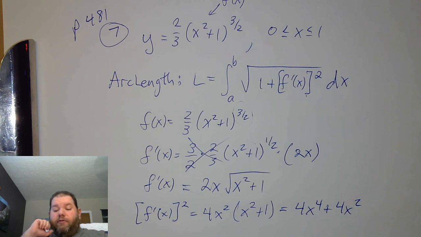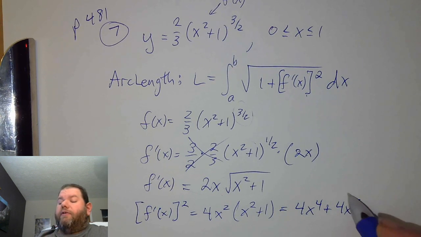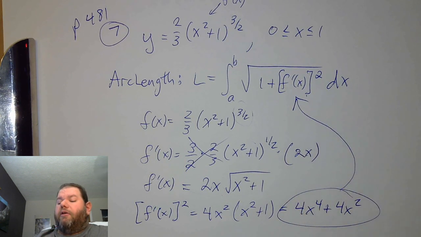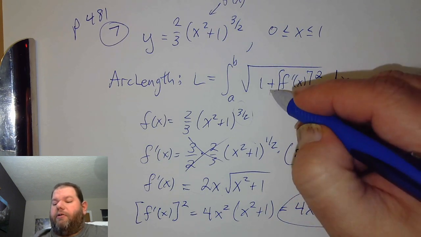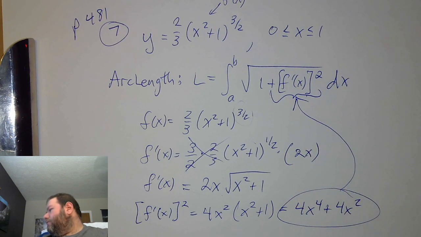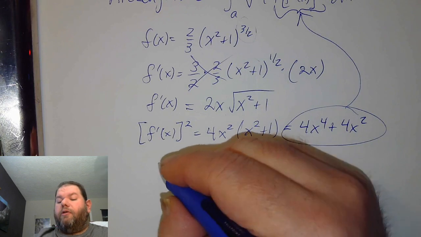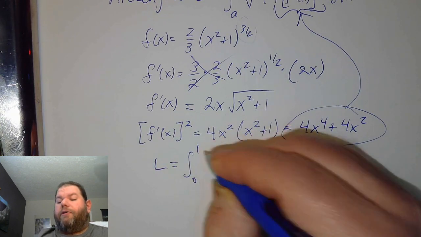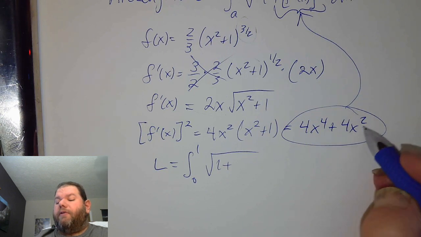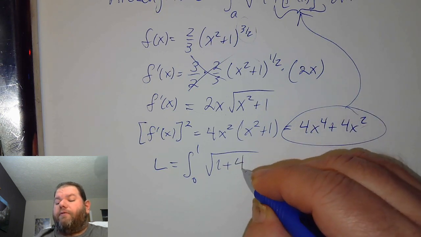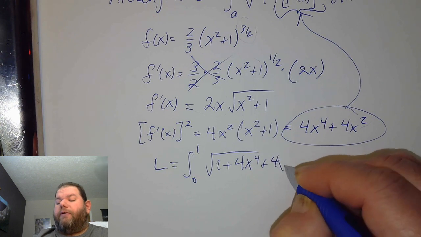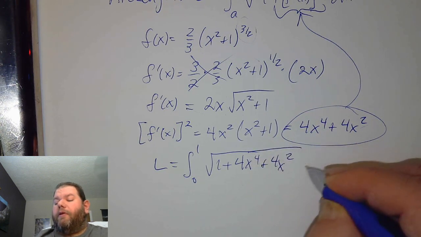We can go ahead and distribute that too. 4x to the 4th plus 4x squared. We'll have to do that at some stage in this problem anyway, so we might as well do it now. And so this expression now is going to plug back in for f prime of x that's being squared. So L equals integral 0 to 1, and then we have square root of 1 plus this expression, which is 4x to the 4th plus 4x squared dx.